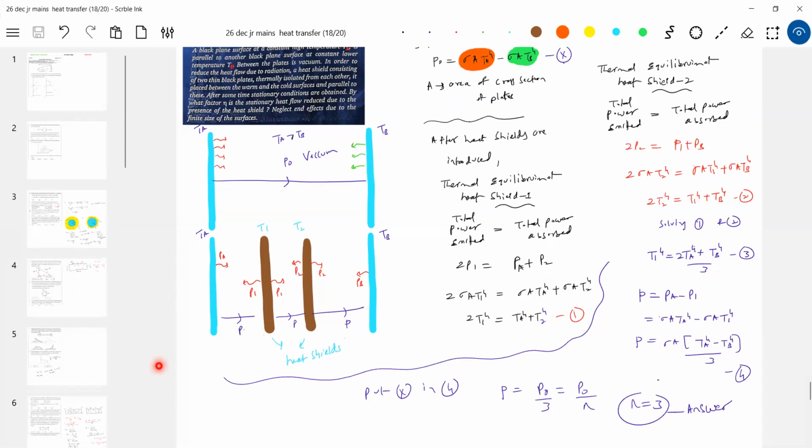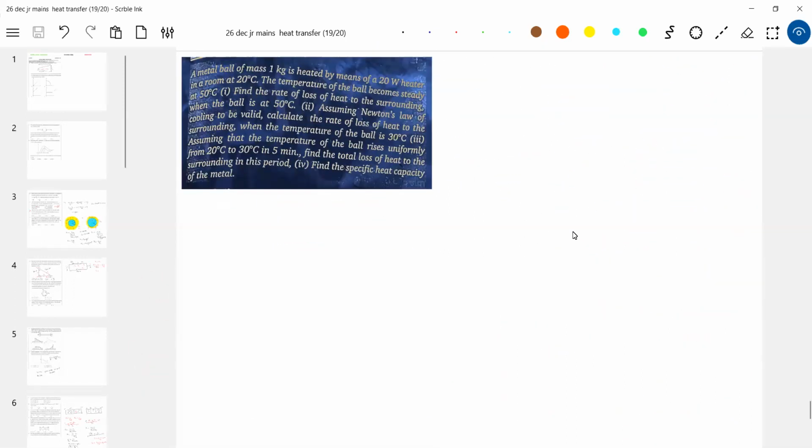I'll scroll down. One more good problem is there. It's based on Newton's law of cooling.